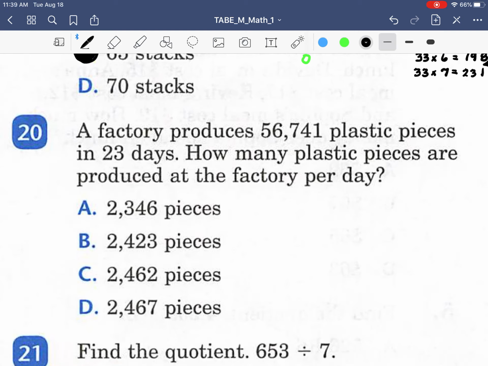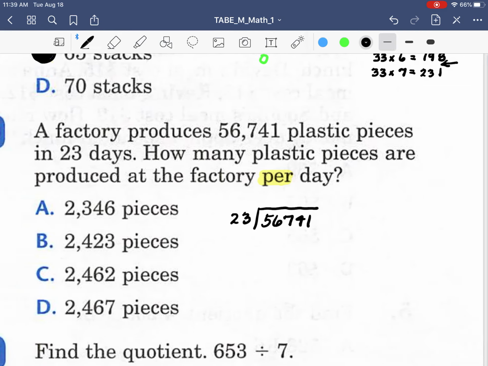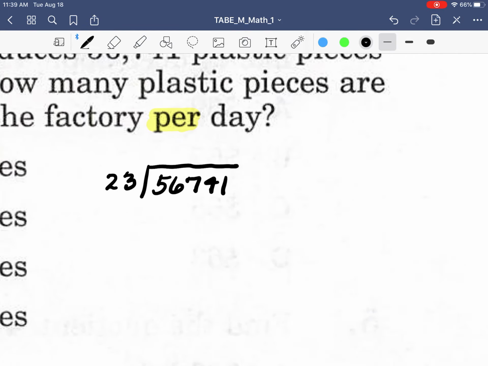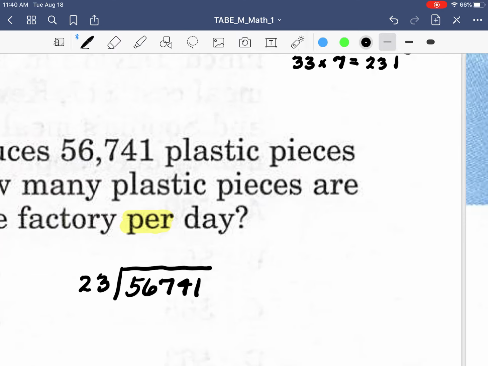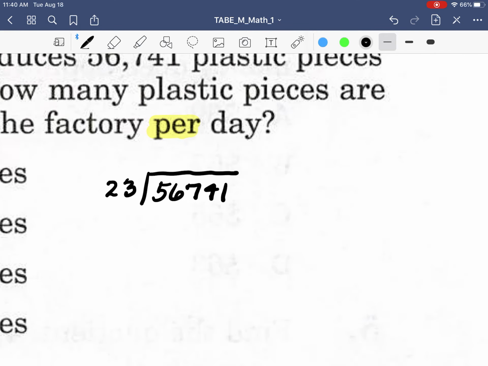A factory produces 56,741 plastic pieces in 23 days. How many plastic pieces are produced at the factory per day? So we want to break that down into a single day's production because they make this very large amount in 23 days. Let's figure out for just one day. Whoa, sorry, I don't know what happened there. I hit something that I shouldn't have hit.